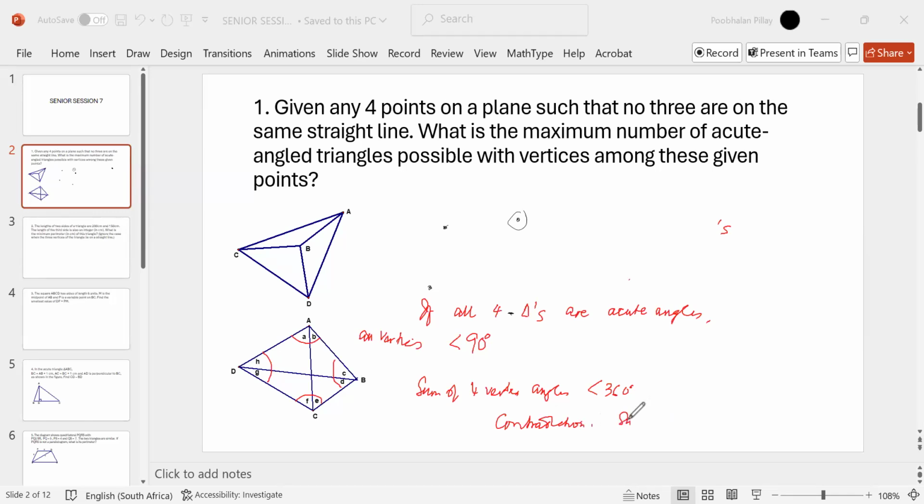Because the sum equals 360. Okay, so that's the first problem. So the answer is 3. You can have 3, but you can't have 4. So then the maximum number of acute angle triangles is 3. Let me get on to the next problem.